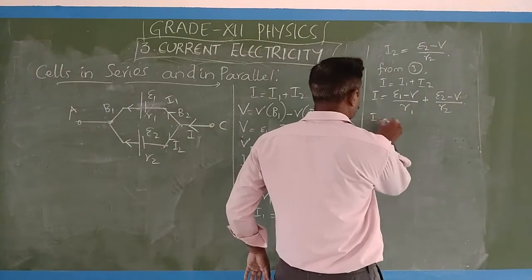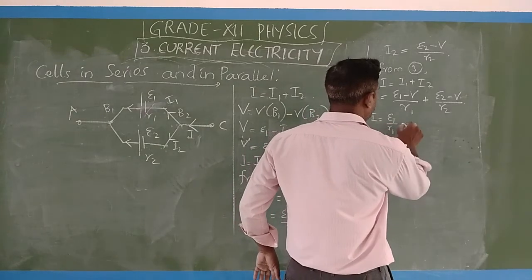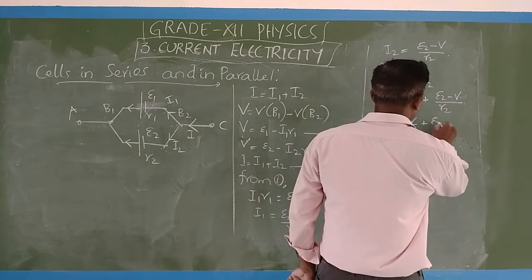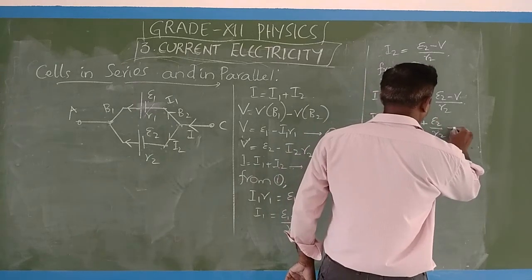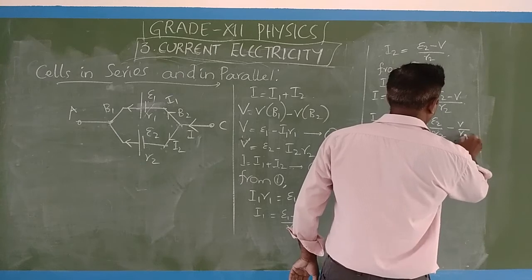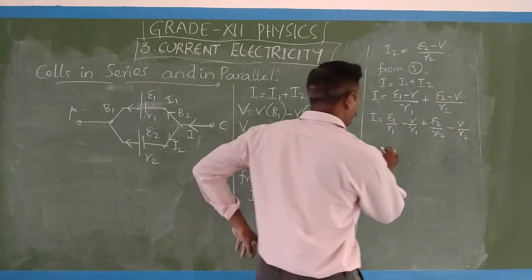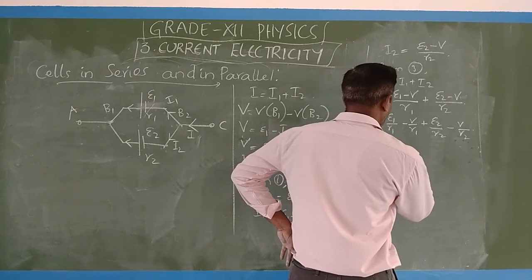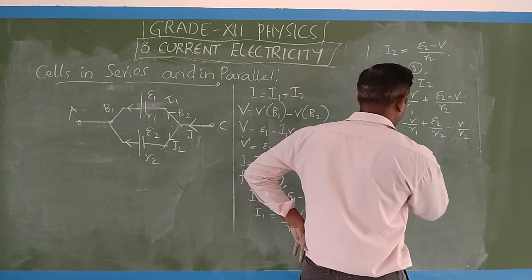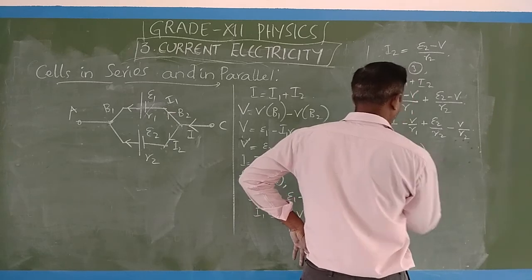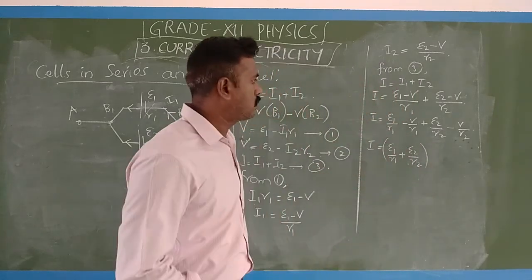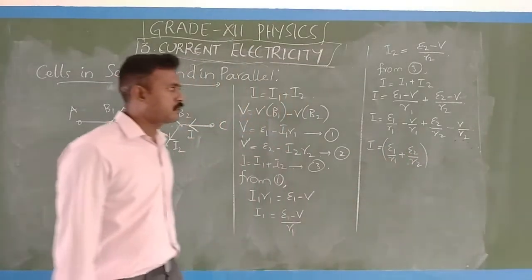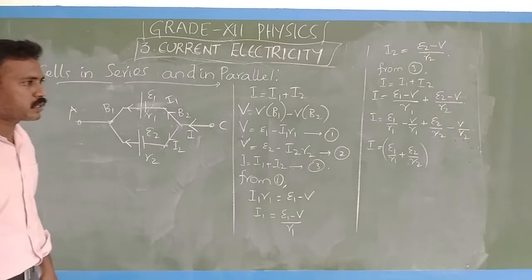So I equals E1 by R1 minus V by R1 plus E2 by R2 minus V by R2. These are all the separate terms. Please write in parallel, students.